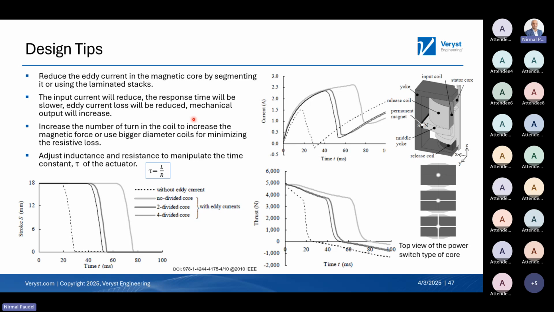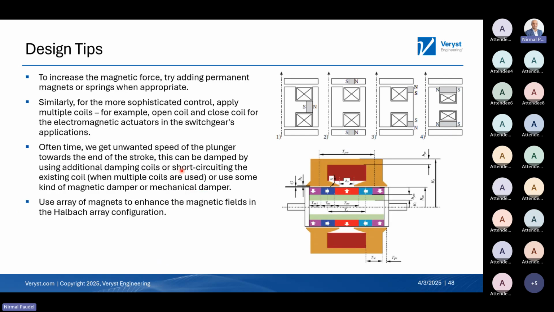Now, regarding the time constant, it's tau, which is the ratio of inductance to the resistance. You can always manipulate these values by either increasing the resistance or the inductance to change the electrical response time.